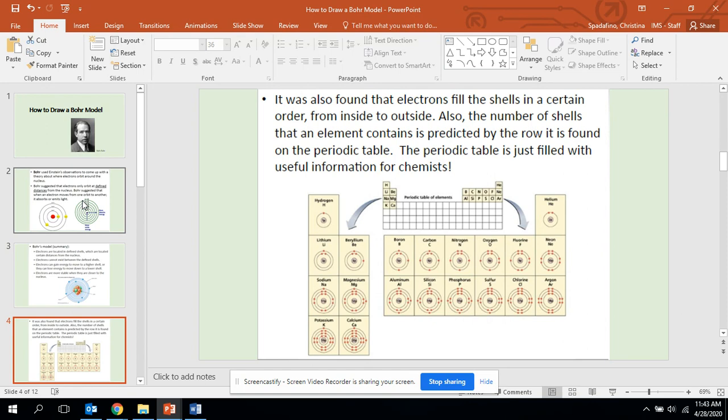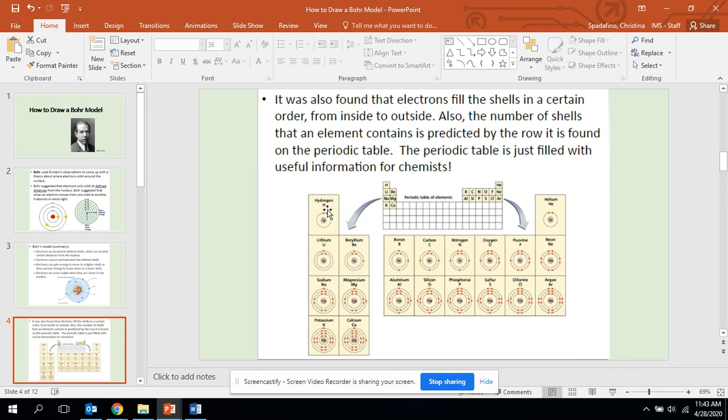It was also found that electrons fill the shells in a certain order from outside to inside. Also, the number of shells that an element contains is predicted by the row it is found on in the periodic table. So, if we look at our periodic table, and hopefully you have yours out, if not, give it a pause and get it.